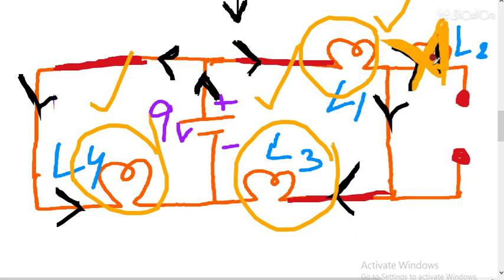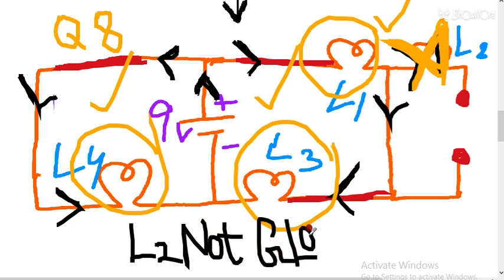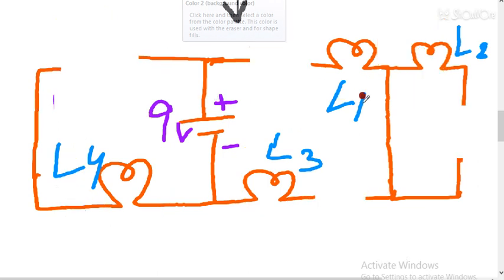So we have covered approximately 8 questions in this video. So this was question number 8 that was on screen, and light L2 will not glow, rest of the lights will glow. So you can note down the answer: L2 will not glow. Rest of the lights will glow. So students, these are the 8 questions that we have discussed.